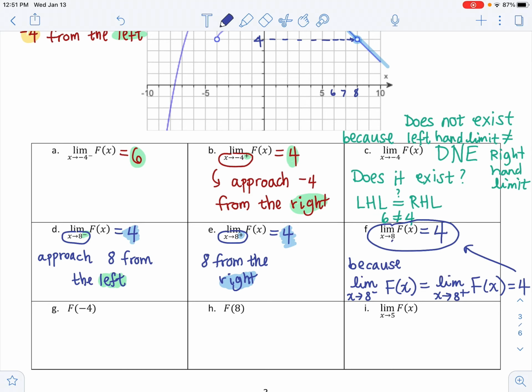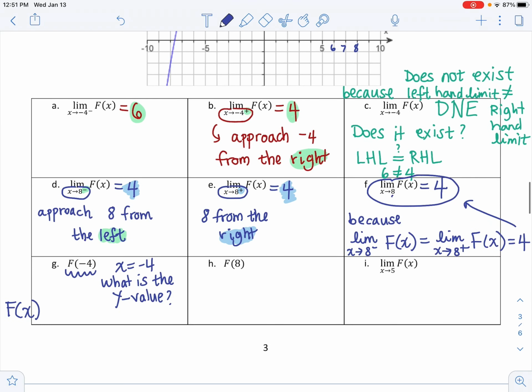Okay, alrighty, let's look at the next one. Well, this one is not really a limit question, right? We're just evaluating a function. So if x is negative 4, what is the y value? You've seen this before, f of x. That means find the y value corresponding to that x value in the parenthesis. So if x is negative 4, what is the y value?